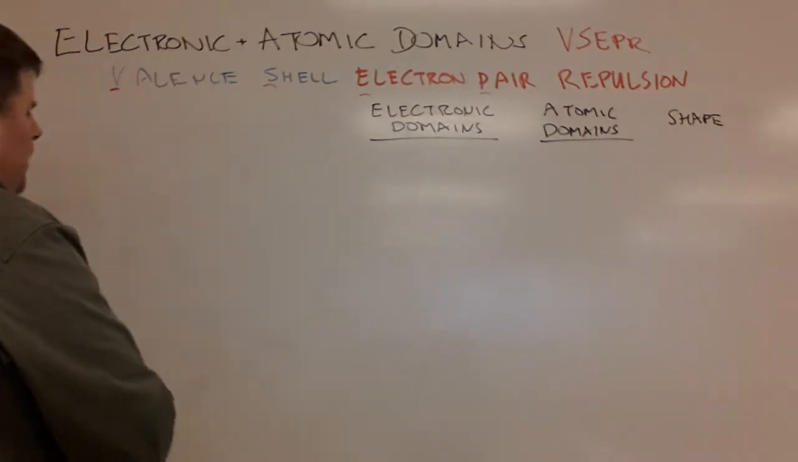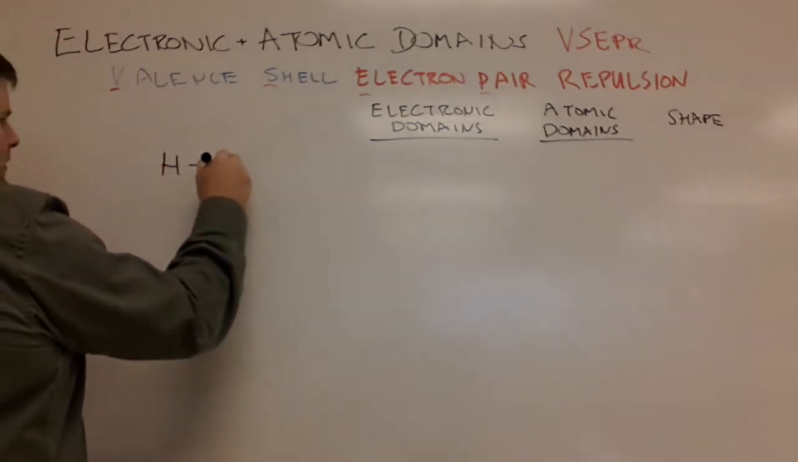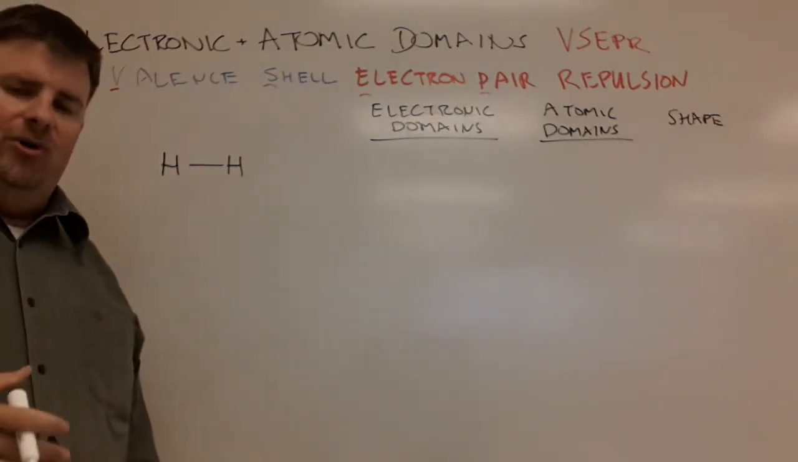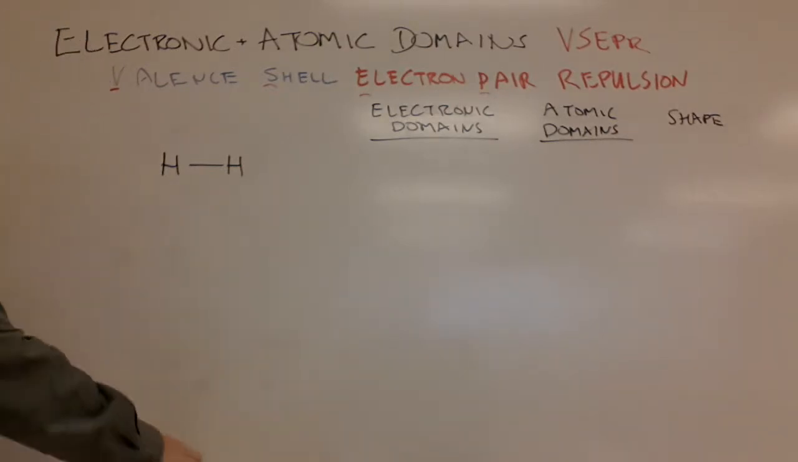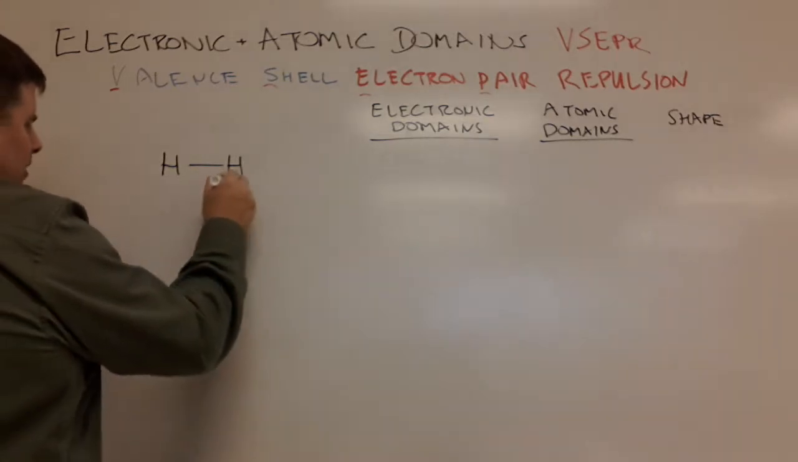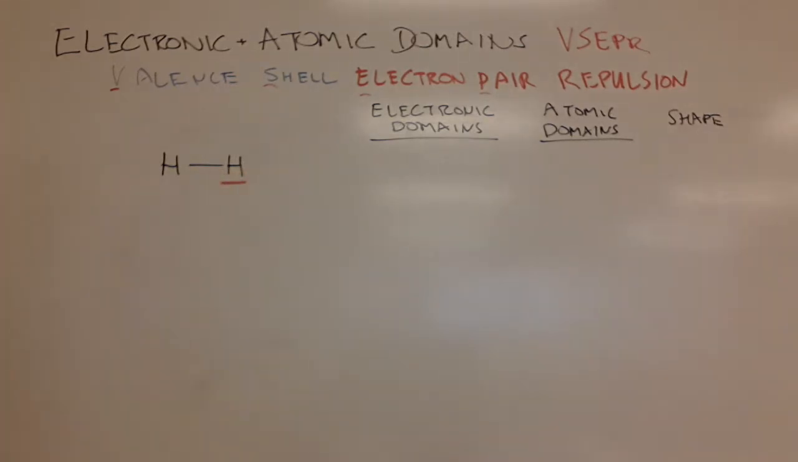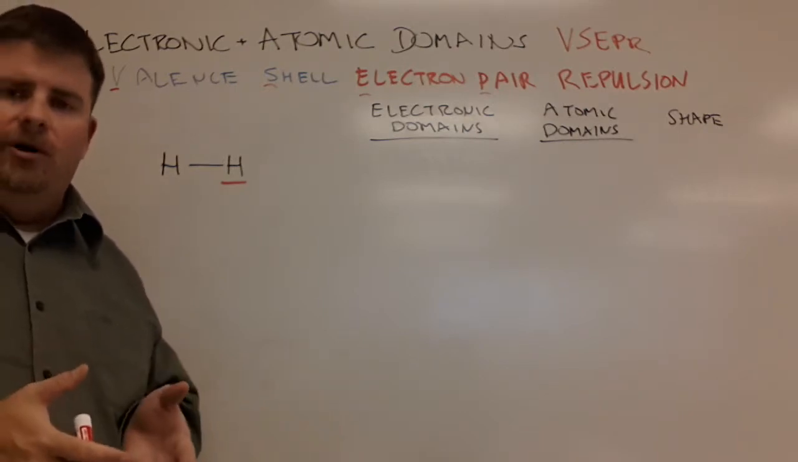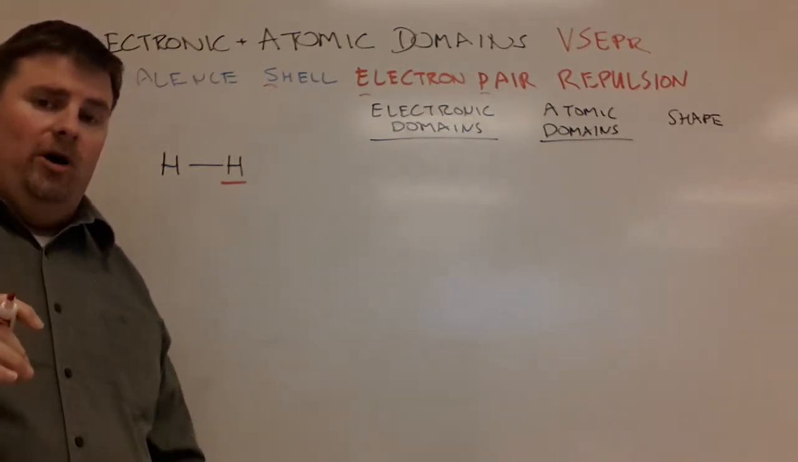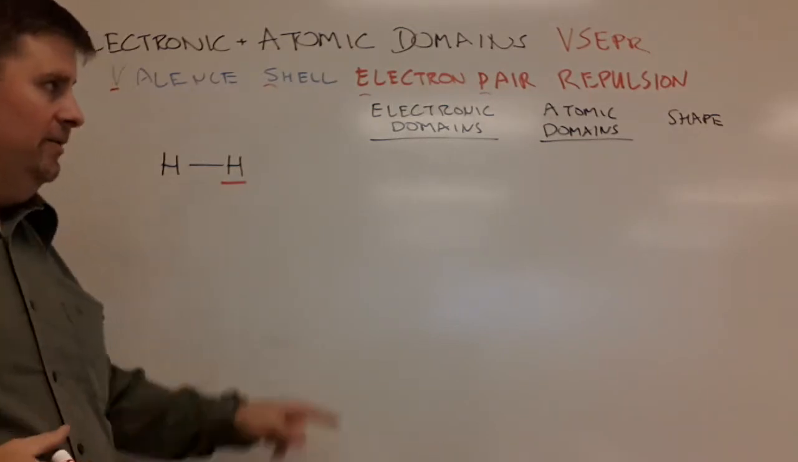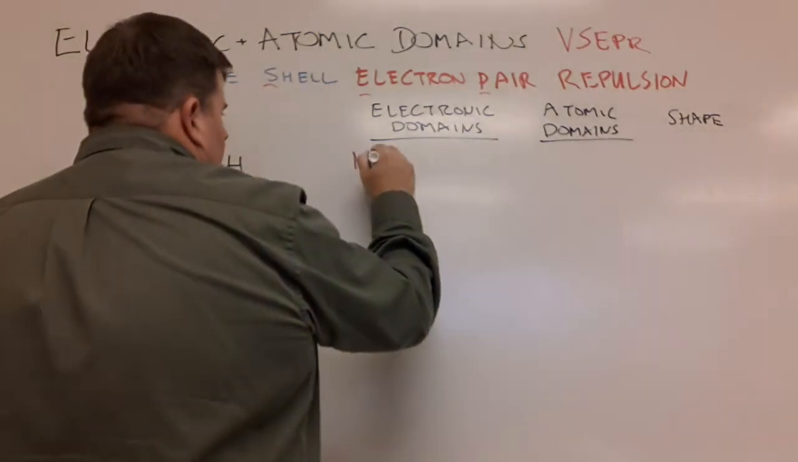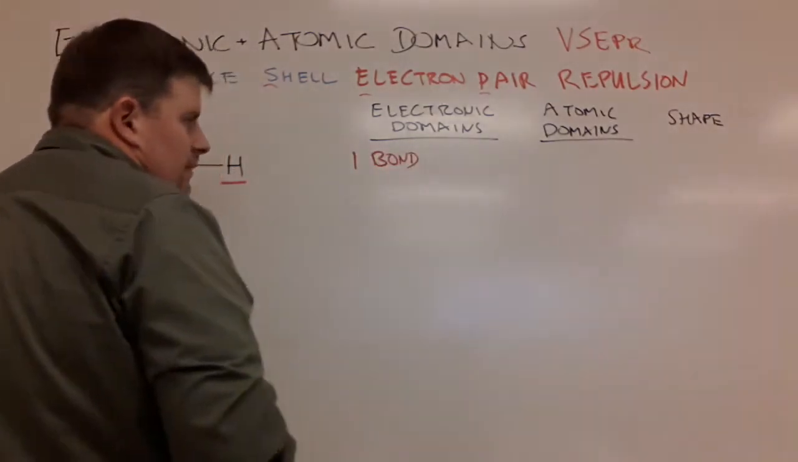So let's start with something simple, and I'm going to look at hydrogen. There's only one pair of electrons between the hydrogens. So what I do is I pick one of these hydrogens. Now how many electrons are around it? It's just that one bond. So I've only got one electronic domain here. The electronic domain is the bond. So one bond is my electronic domain.